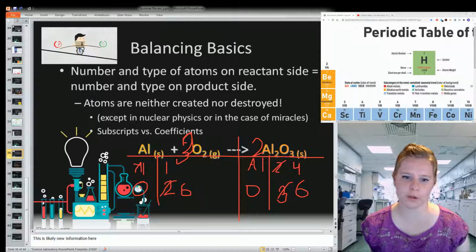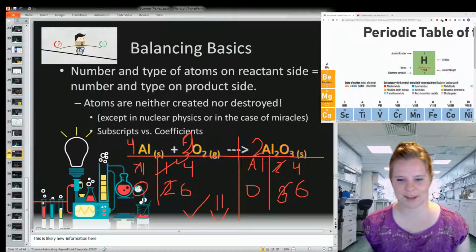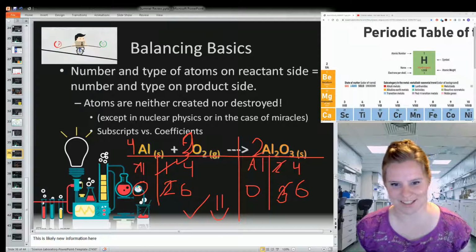So if we need 4 aluminum, then it's as simple as putting a coefficient of 4 in front of aluminum, and that's the only thing that changes. So now I have 4, 4, 6, 6. Check. Smiley face. I am balanced.